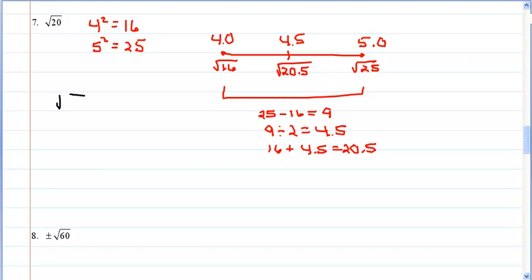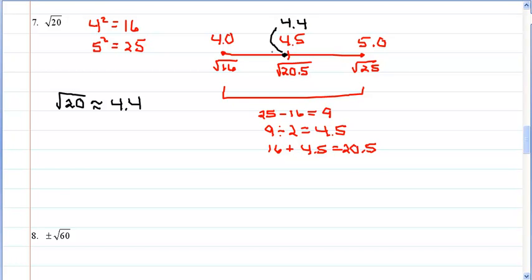So if I were to estimate the square root of 20, I would estimate it to be right about here, very close to the 4.5. So I'm going to estimate this to be approximately 4.4. So if you put this in your calculator, it would give you 4.47, which would round it up to 4.5.